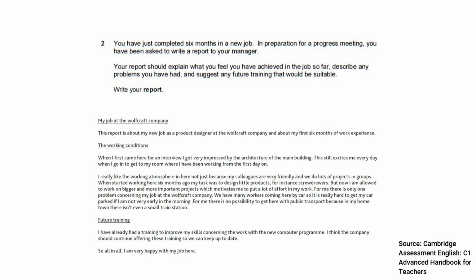Here is also a second example. This time I chose a report for you, and this one is a little bit more complex. The task asks you to do 3 specific things, which I've underlined. First of all, I found a couple of ideas in the report that are not really relevant to the task. The candidate talks about the building, the work atmosphere, and problems with parking, which are minor irrelevances that would definitely cost the candidate a mark.